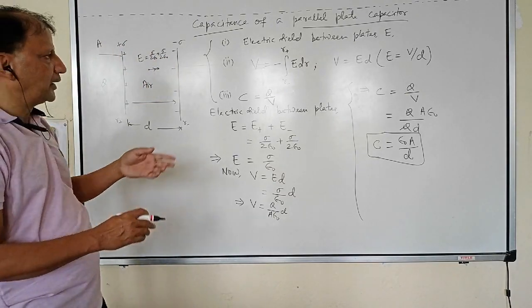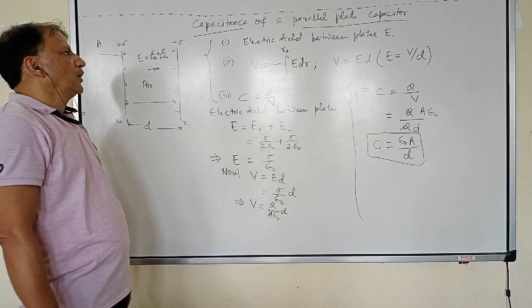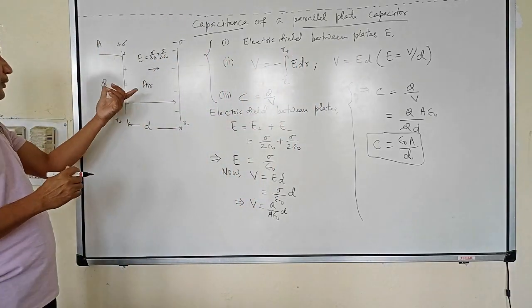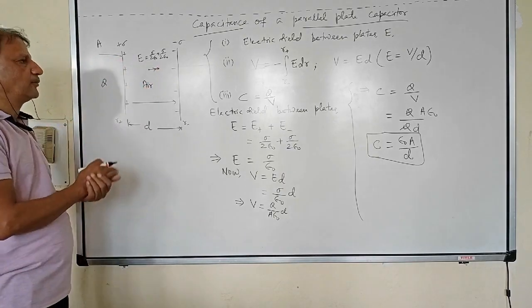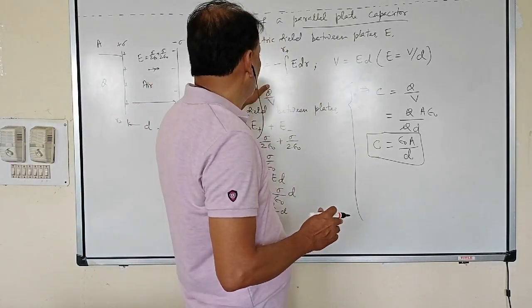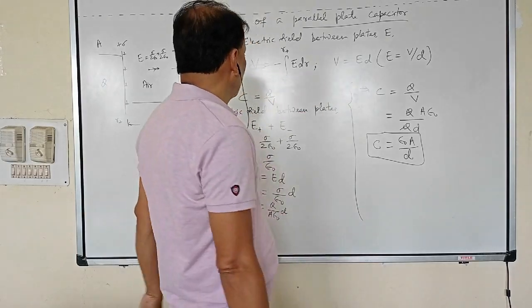Now कैपेसिटेंस निकालने के लिए 3 स्टेप्स अपने को फॉलो करने हैं. We have to follow 3 steps. First one, electric field between plates. पहला स्टेप क्या होगा? प्लेट्स के बीच इलेक्ट्रिक फील्ड कितना है ये निकालना. Once you have found the electric field, then we can find potential V equal to ED or by applying this. But here it is convenient from V equal to ED.